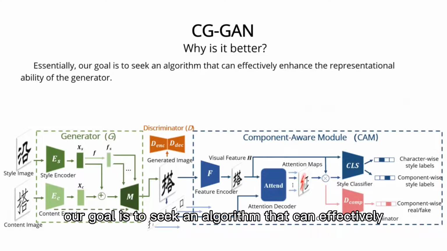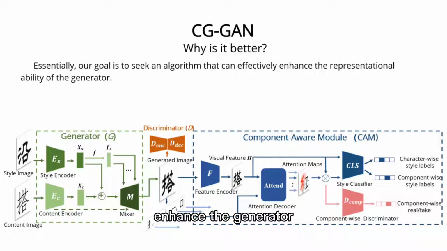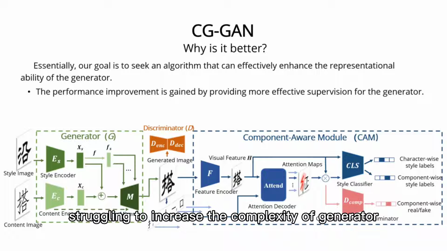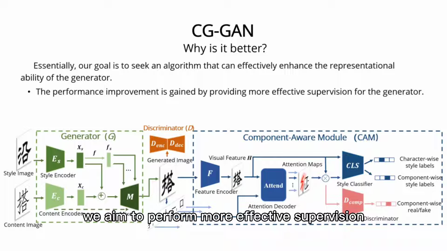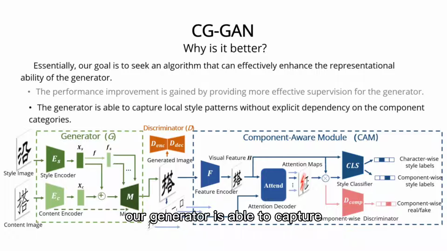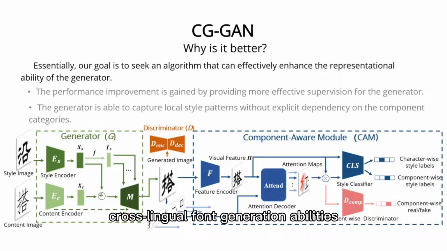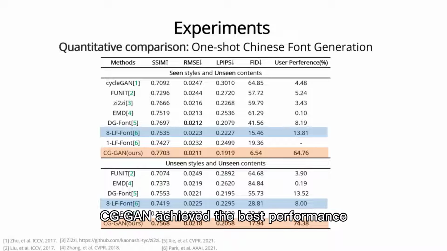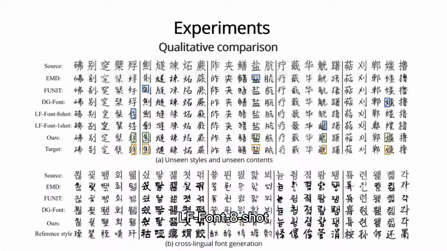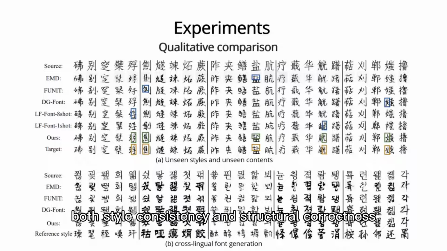Essentially, our goal is to seek an algorithm that can effectively enhance the generator. Different from previous studies struggling to increase the complexity of the generator, we aim to perform more exact supervision for a relatively simple generator to achieve its full potential. Our generator is able to capture local style patterns without implicit dependency on the component categories, showing remarkable cross-language font generation abilities. In the one-shot font generation task, CGGAN achieved the best performance for both seen styles and unseen styles. Notably, with just one shot, CGGAN still outperforms the second best, LF-Font. The visual comparison shows that our CGGAN can better satisfy both style consistency and structural correctness.